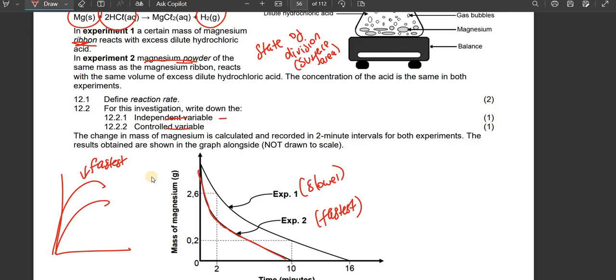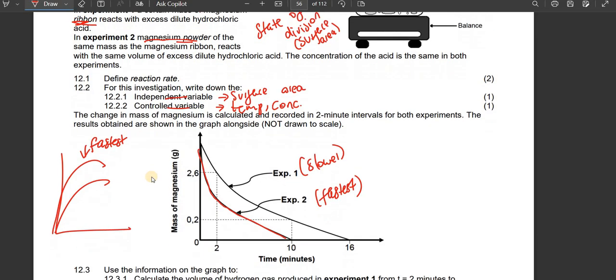Then they are asking for independent and controlled variables. Independent, you know that it will be the surface area, because that is the one that they changed. But controlled will be the other factors like temperature, you must keep it constant, concentration, you must keep it constant. Yeah, you can name those.